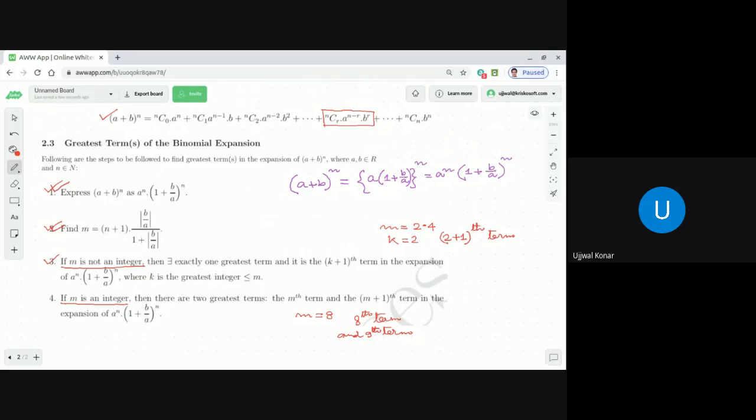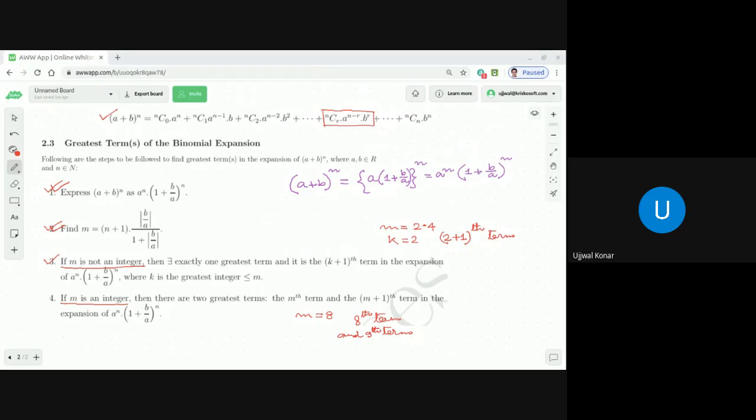Now, if m is an integer, then we can conclude there are two greatest terms, and they are the mth term and the (m plus 1)th term. Correct? So, if m is equal to 8, for example, then we can say that there are two greatest terms. One is the 8th term, and the second one is the 9th term. Clear, dear students? In our next class, we'll do more practice from here.